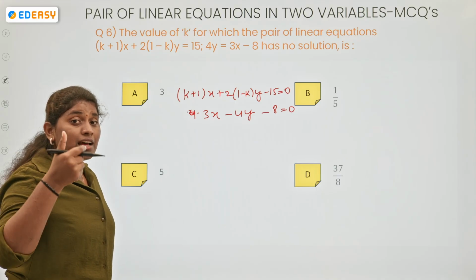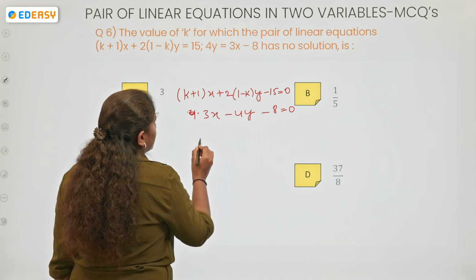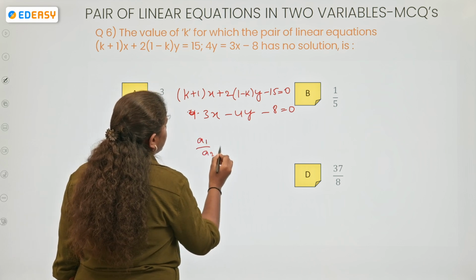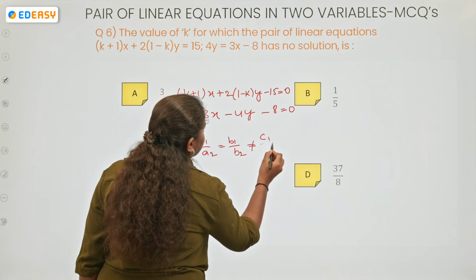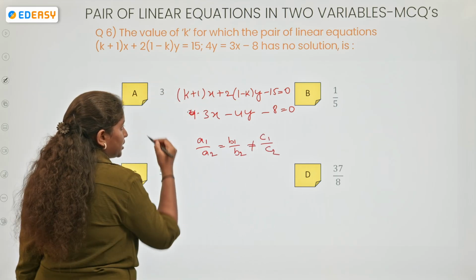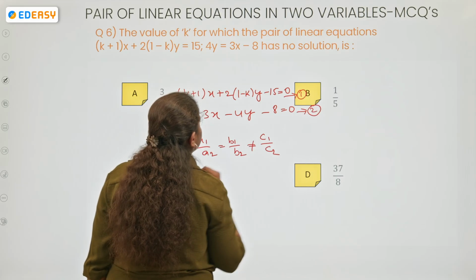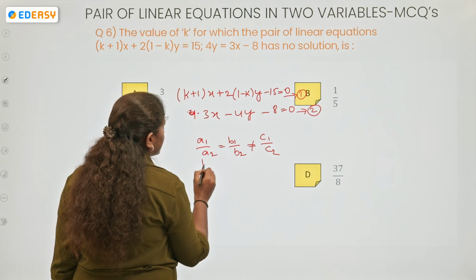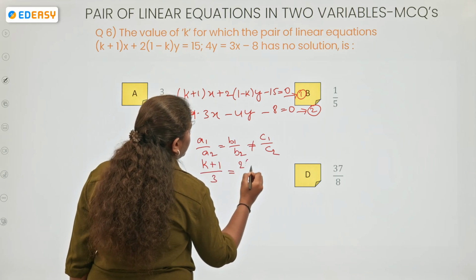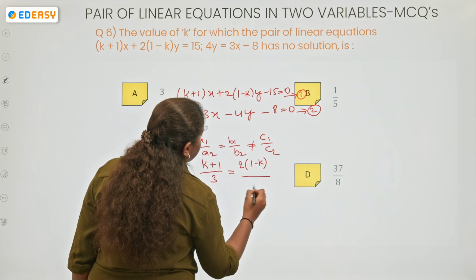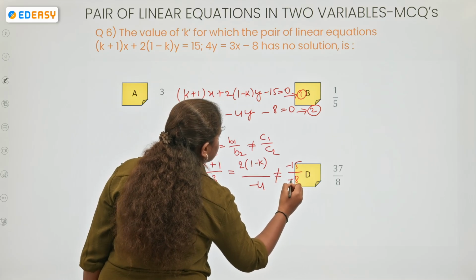It means the lines are parallel, right? What is the condition for parallel lines? That is a1 by a2 equals b1 by b2 but not equal to c1 by c2. Clear? What is your a1? If I take this as my first equation and this as the second equation, then k plus 1 by 3 equals 2 into 1 minus k by minus 4, which is not equal to minus 15 by minus 8.